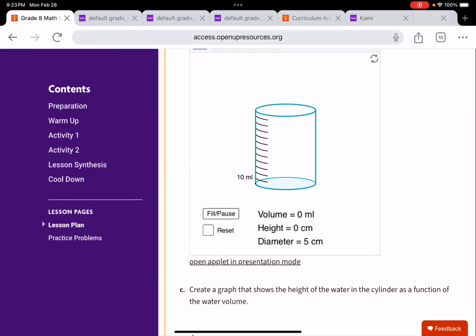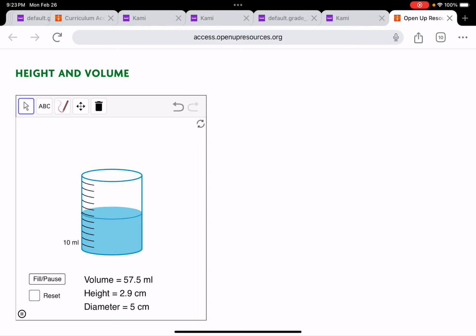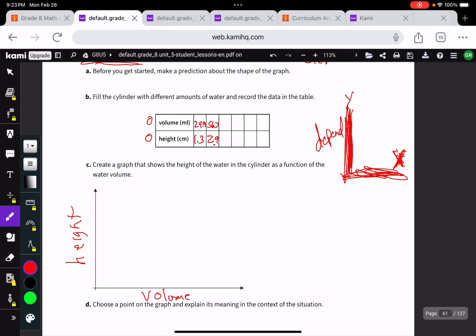And let's go ahead and just do one more. Fill it up some more, and yeah, let's stop right there. The height is 4, and the volume is 78.7. So let's write a height of 4, and it's 78.7. And that should be enough.